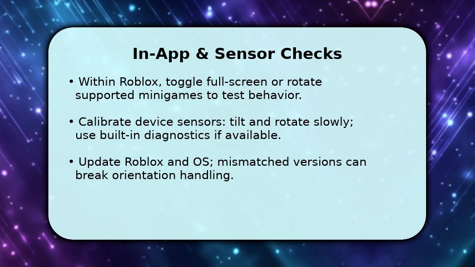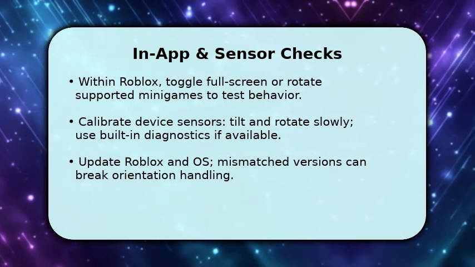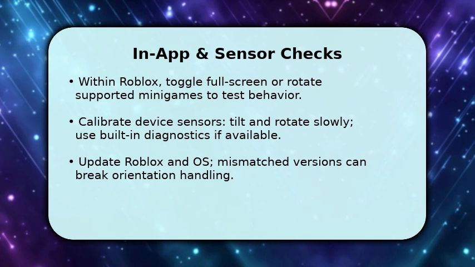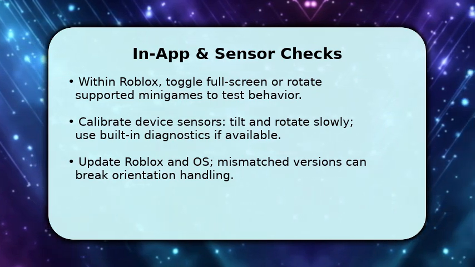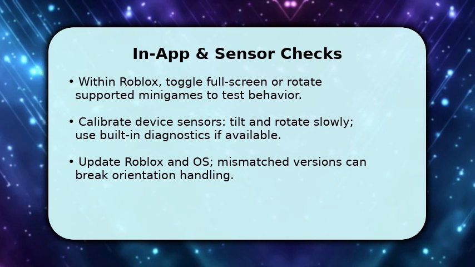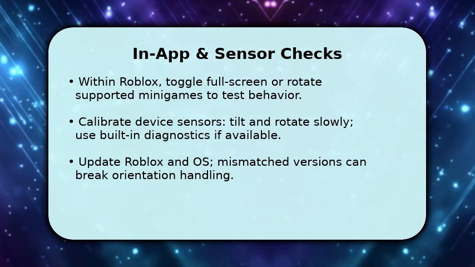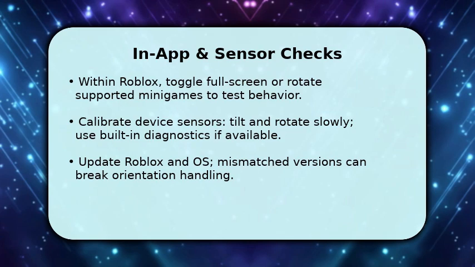Make sure Roblox and your device OS are updated, since app-to-system mismatches often cause orientation bugs. If you have a diagnostics tool, run the motion sensor check to confirm the accelerometer and gyroscope are reporting correctly.